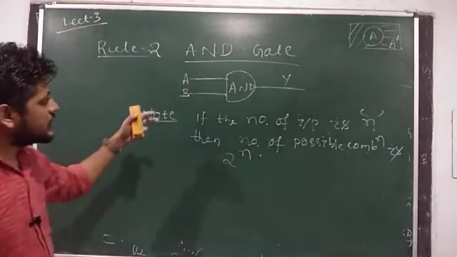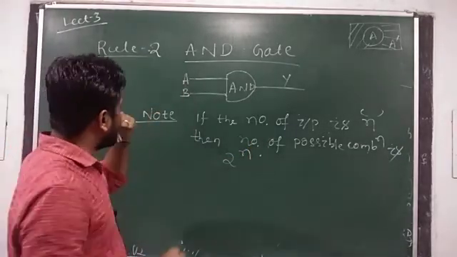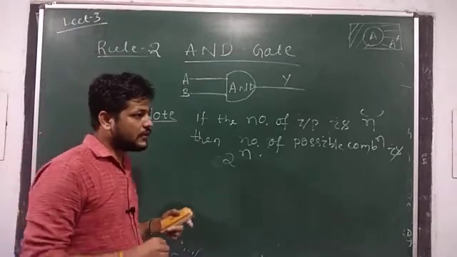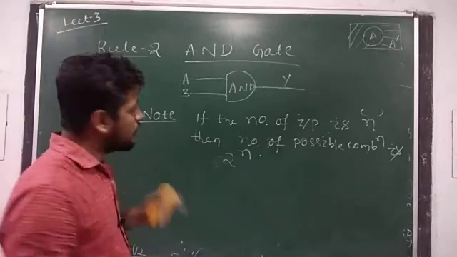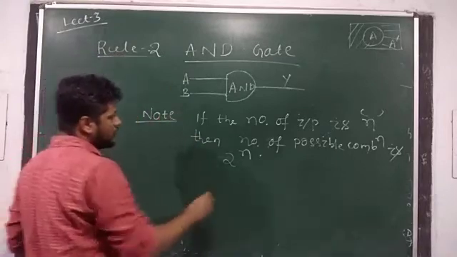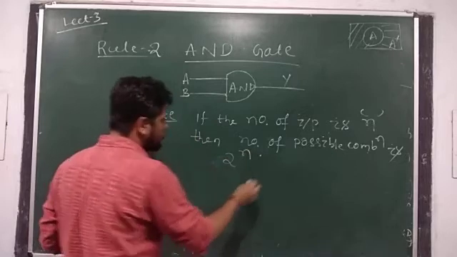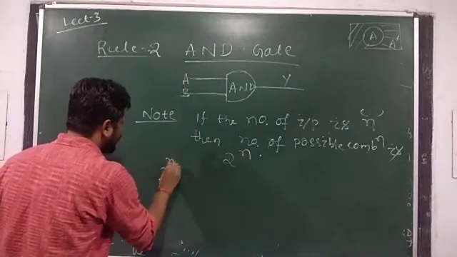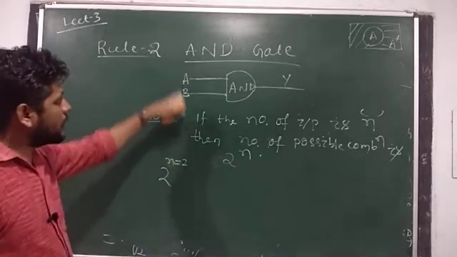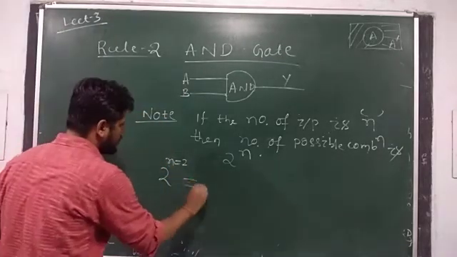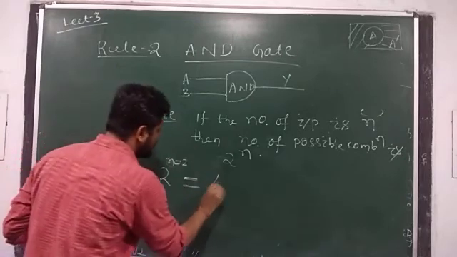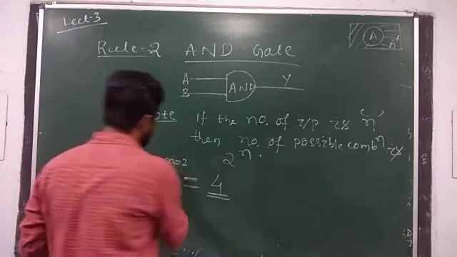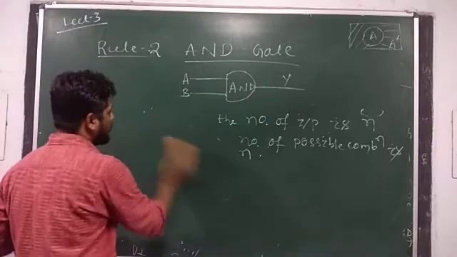For example, in the last gate, the NOT gate, we have 1 input, hence 2 possible combinations, that is either 0 or 1. Here for the AND gate we put n equal to 2 because we are applying 2 inputs, hence the number of possible combinations is 2 squared, which is equal to 4. Then we are going to draw the truth table.